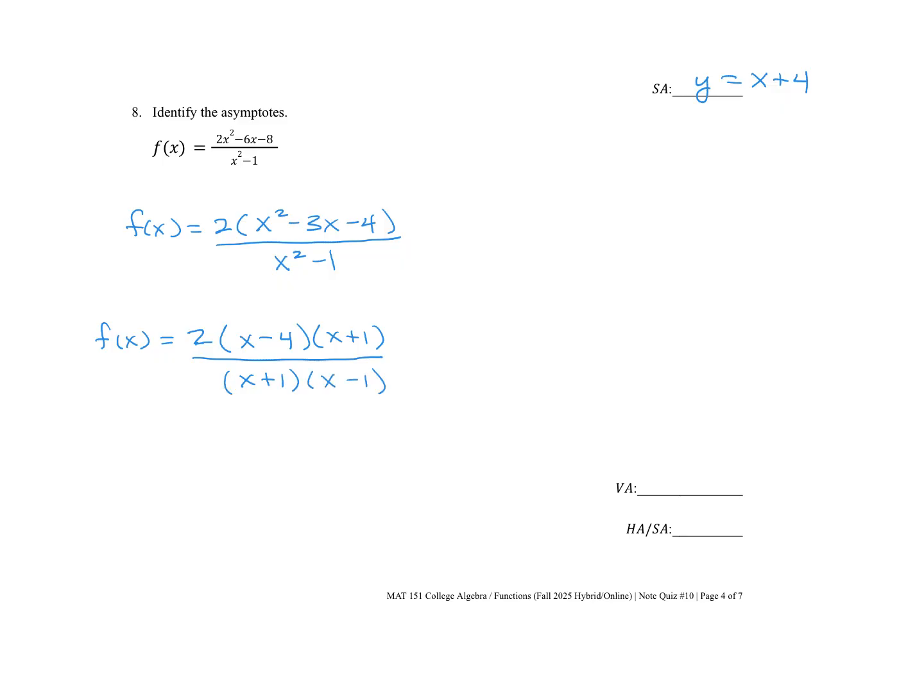And then we said before that when you have everything completely factored, if something cancels out, that does not give you a vertical asymptote. So no VA from the cancellation. However, the part that doesn't cancel down below, that gives you your vertical asymptote. So x minus 1 equals 0, or x equals 1 is my vertical asymptote.